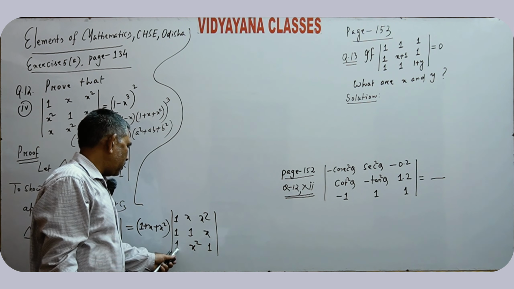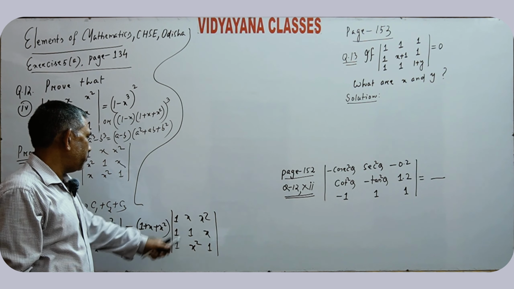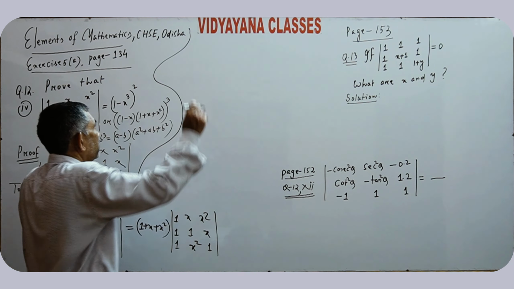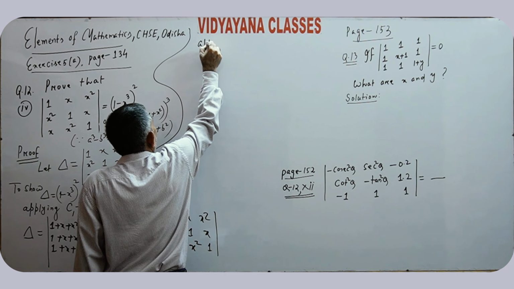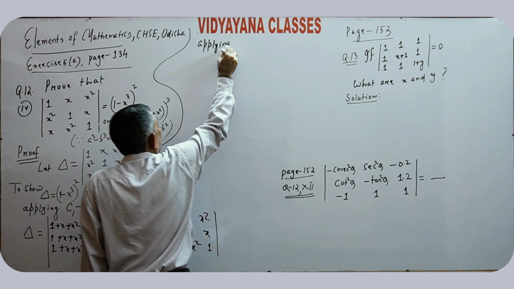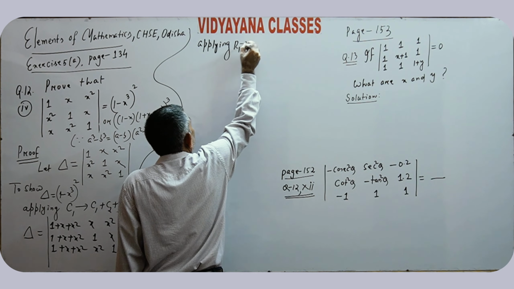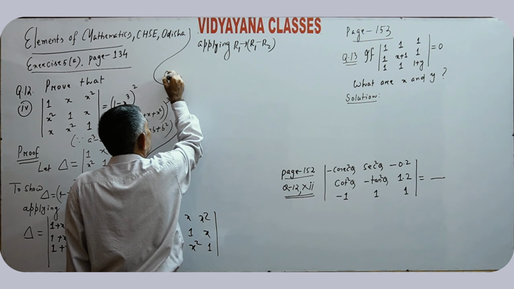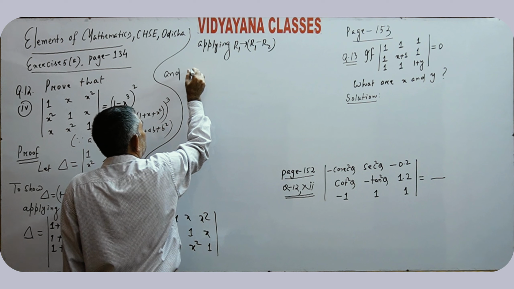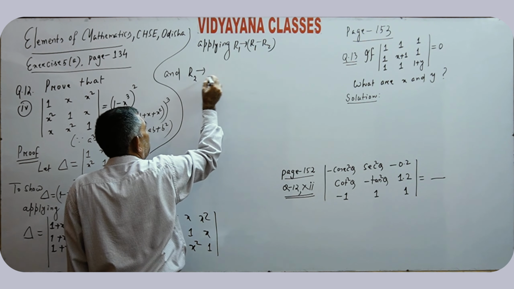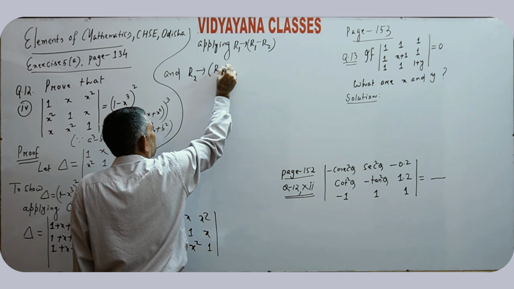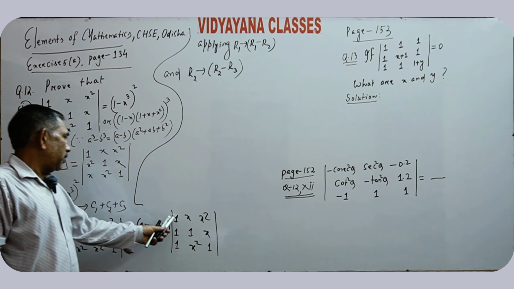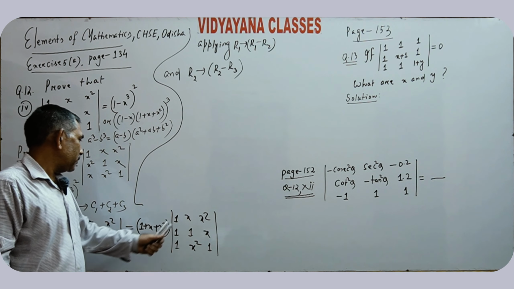One minus 1 is 0, 1 minus 1 is 0. So applying row 1 is replaced by row 1 minus row 2 and row 2 is replaced by row 2 minus row 3, so that we will get 2 zeros in column 1.